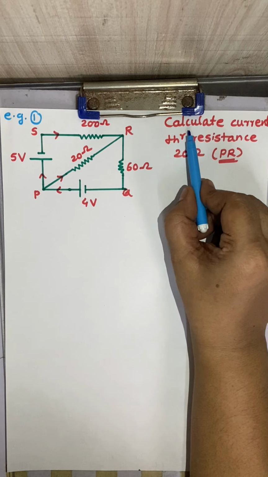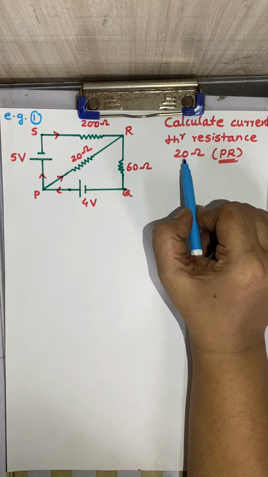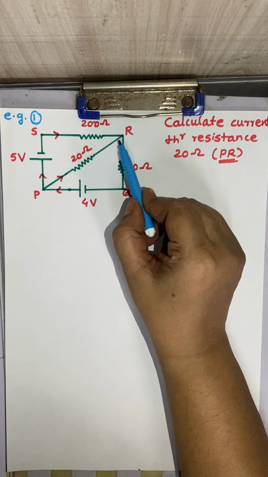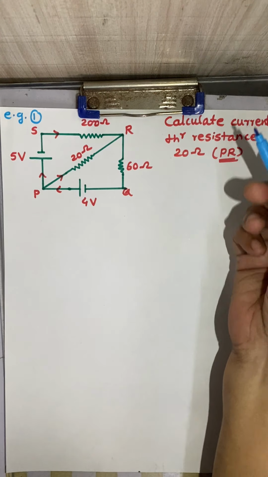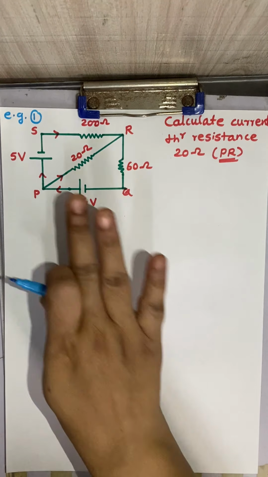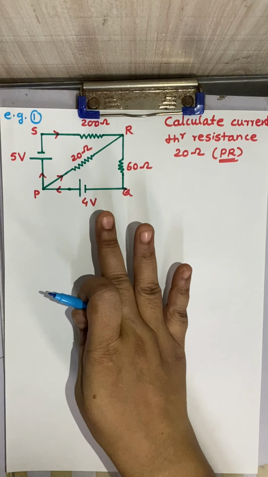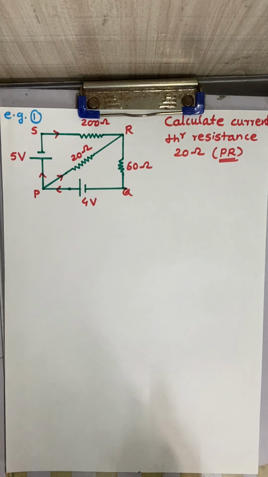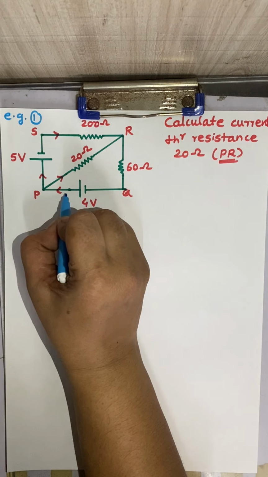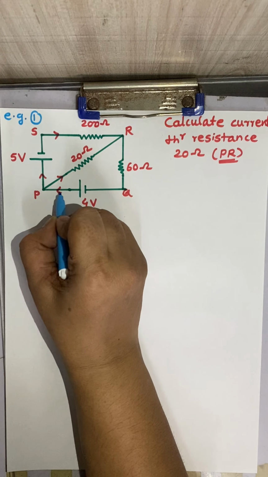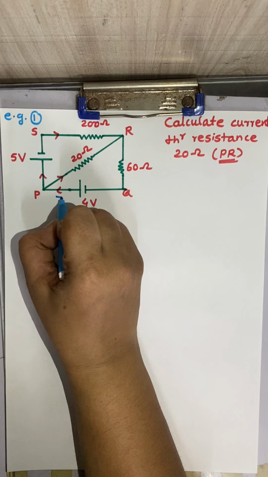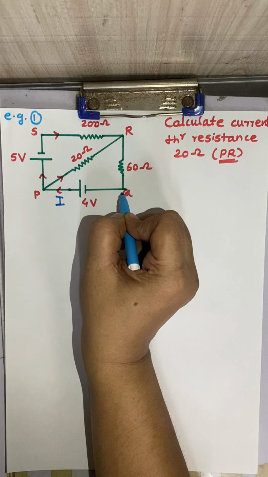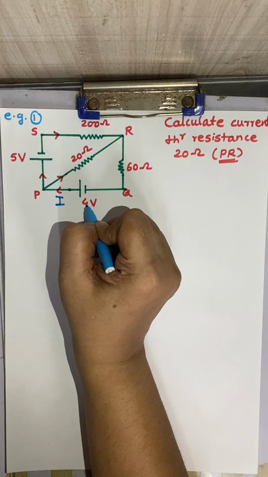Now they have said that we have to find out the current through the 20 ohm resistance, means how much current is flowing through this branch PR. First of all, nothing is given, no traversal is taken, no direction of current is given, and we are applying the junction rule now. So first I will take this as the direction of the current, I. Suppose I is the current flowing through the branch of the 4 volt cell.